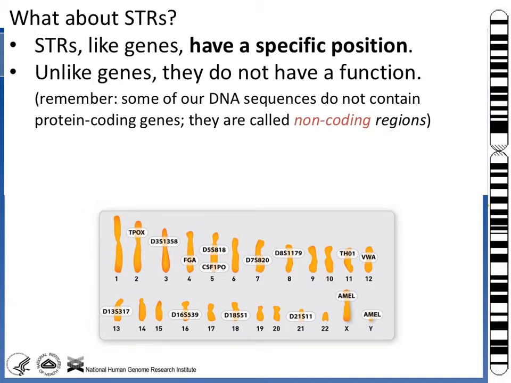Short tandem repeats are found throughout the genome. It's thought that they don't really have much of a function, but maybe not. They might actually have regulatory function in terms of how fast reactions happen in DNA transcription and translation.